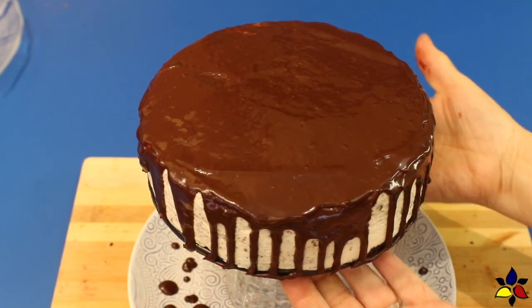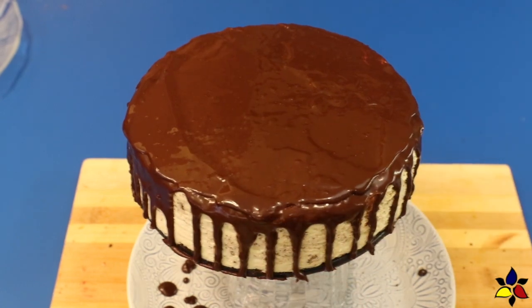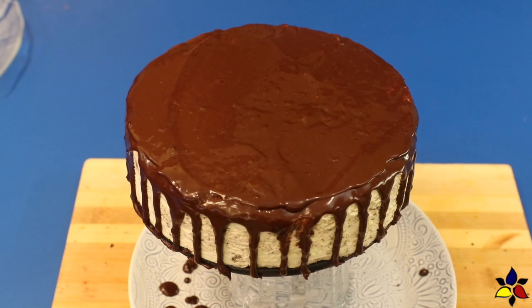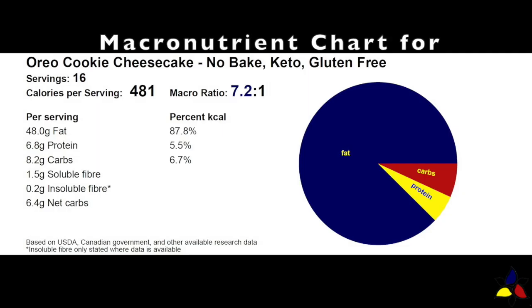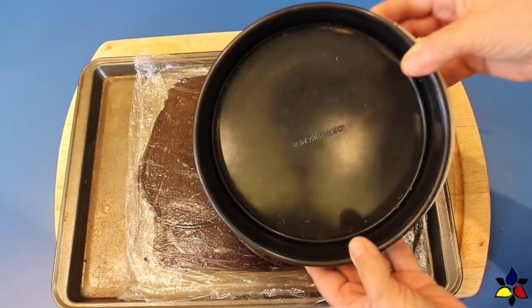This amazing Cheesecake Factory style Oreo cheesecake does require a bit of prep, but if you follow my step-by-step directions, even new cooks can make it and then enjoy the praise you will get when you serve a slice of this cake. Now for the macronutrient ratio for my Oreo cookie cheesecake, which is 7.2 to 1 with 8.2 grams of total carbs, 1.5 grams of soluble fiber, 0.2 grams of insoluble fiber, resulting in 6.4 grams of net carbs per generous slice. The best way to approach this cake is to plan ahead about 2 or 3 days before you want to make it.